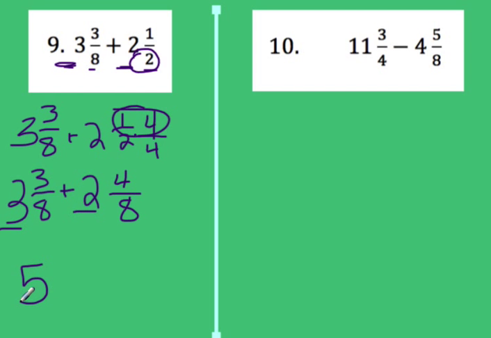So there's my whole number, and then my 8 is going to stay on the bottom, and I'm going to add the numerators here to get 7. So let's take a look at number 11.